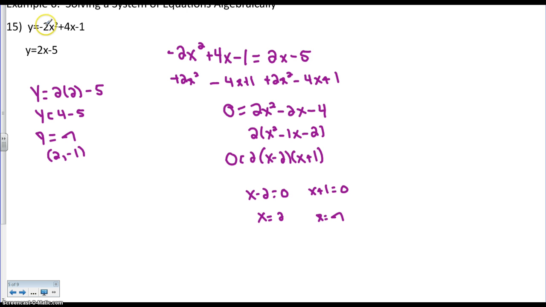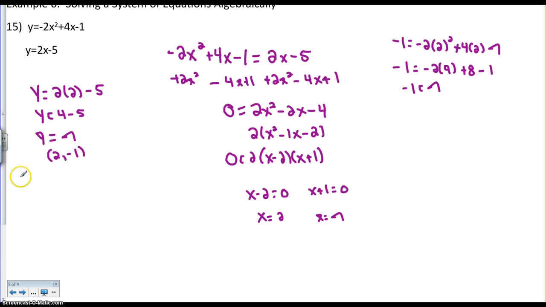So let's check it in this one to see if that's actually true. I'm going to say negative 1 equals negative 2 times 2 squared plus 4 times 2 minus 1. So you get negative 1 equals negative 2 times 4 plus 8 minus 1. Those two are going to cancel, so I know right now it's going to be negative 1 equals negative 1. So that's a solution.